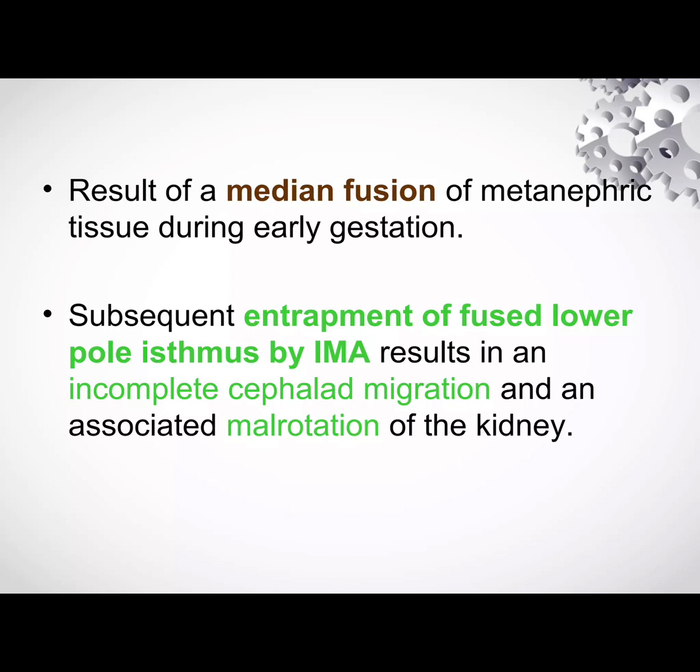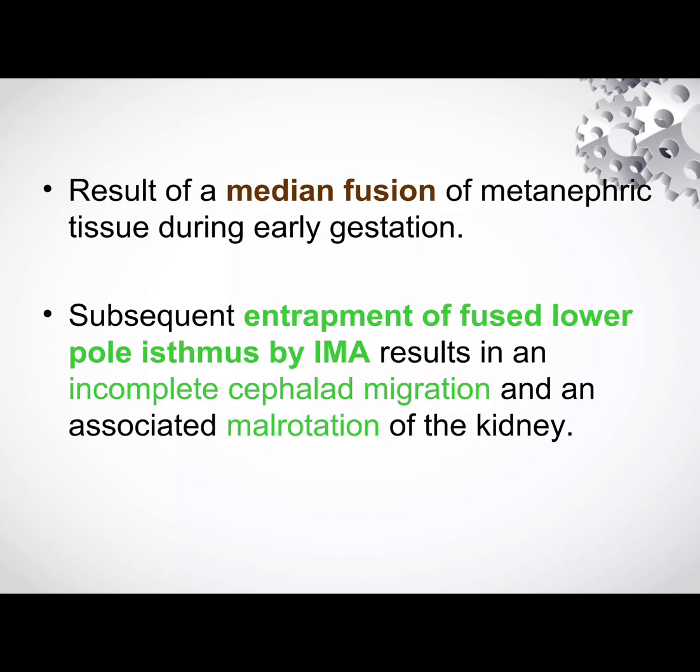So the main embryology is the fusion of metanephric tissue during early gestation and not the inferior mesenteric artery. The inferior mesenteric artery is present in everyone, but it is not what actually causes this horseshoe kidney. The horseshoe kidney is caused by metanephric tissue. The inferior mesenteric artery only arrests the cephalad ascent of the kidney.